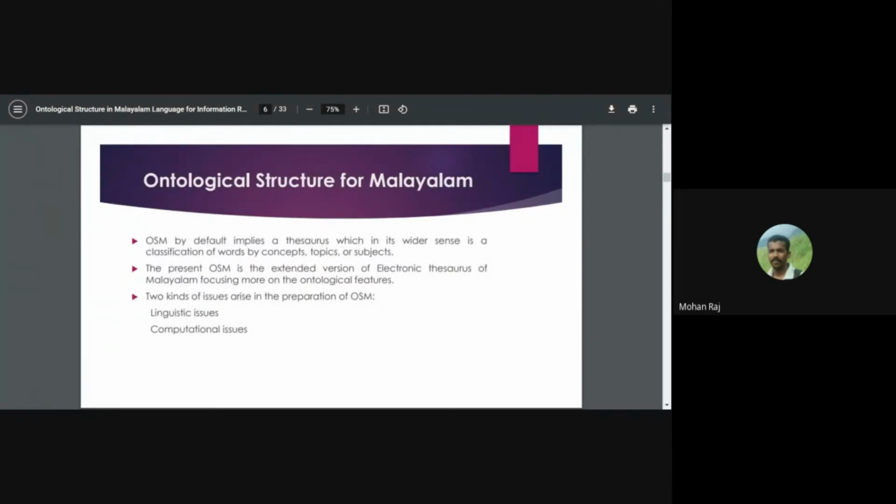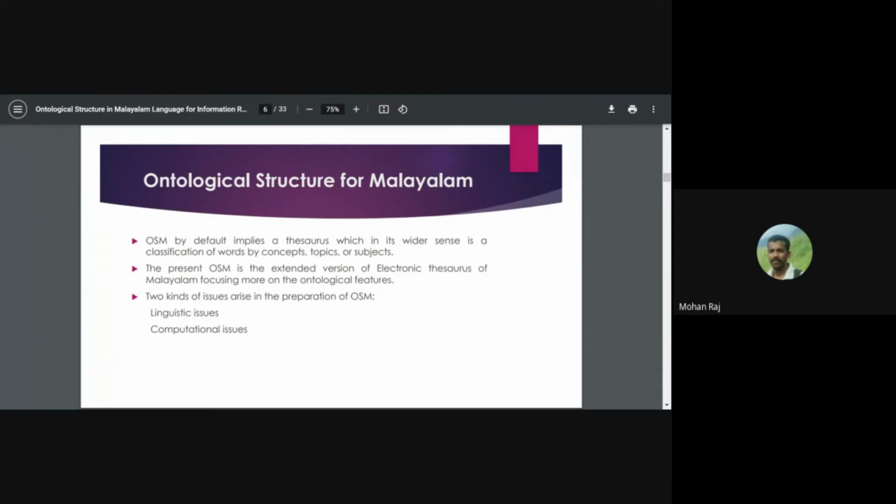OSM by default implies a thesaurus, which in its wider sense is a classification of words by concepts, topics, or subjects. The present OSM is the extended version of electronic thesaurus, for Malayalam, focusing more on the ontological features. Two kinds of issues arise in the preparation of OSM: one is linguistic issues, and another one is computational issues.